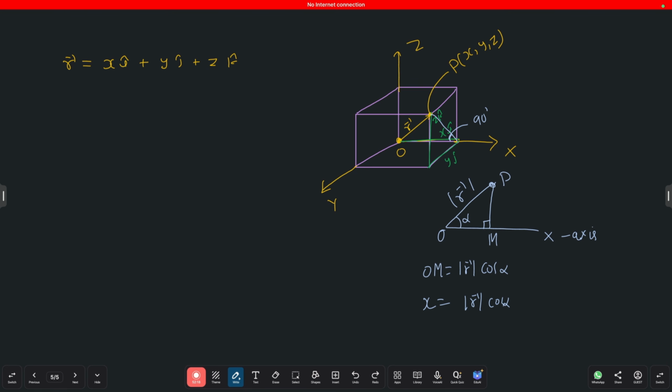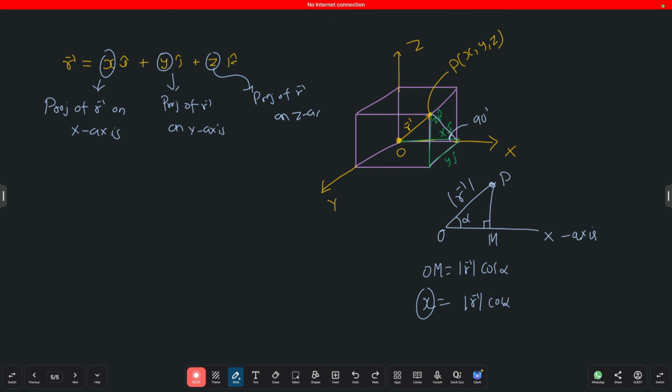Small x is the projection of r vector on the x-axis. Similarly, y is the projection of r vector on the y-axis, and z is the projection of r vector on the z-axis. The x value is mod r cos alpha, y is mod r cos beta, with i cap and j cap, and z is mod r cos gamma k cap.